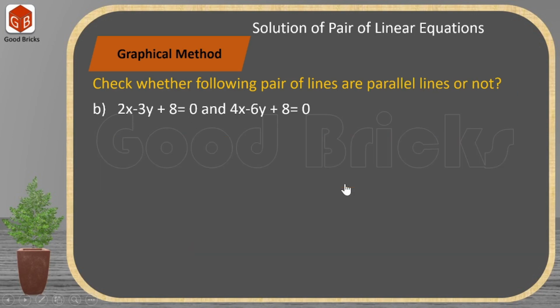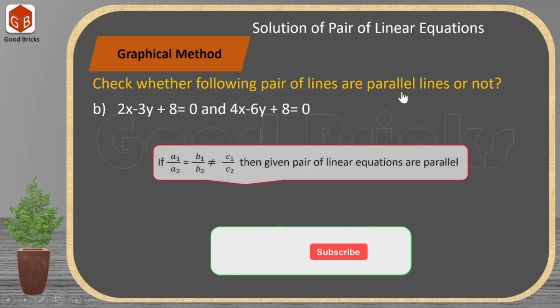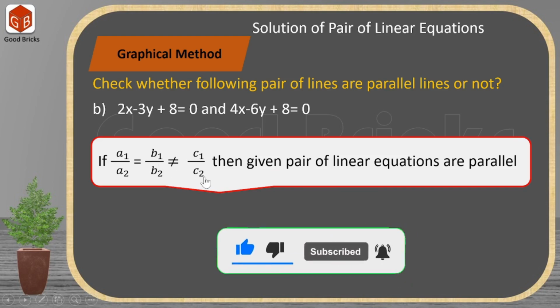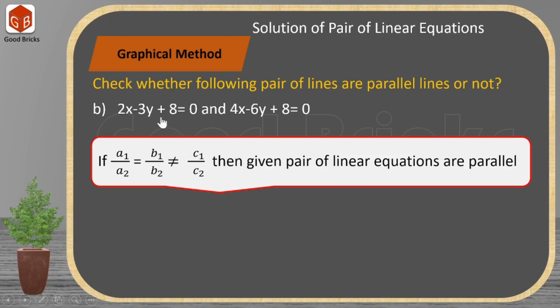Let us take one more example. Here we need to check whether this pair of lines are parallel or not, and the condition is if a1 by a2 is equal to b1 by b2 but not equal to c1 by c2, then we can say this given pair of lines are parallel.